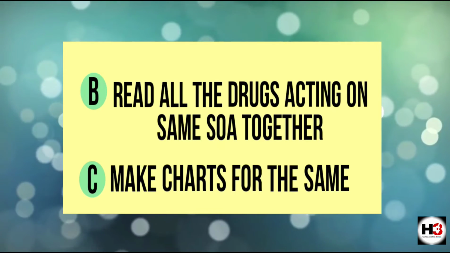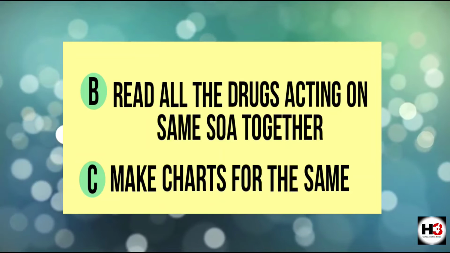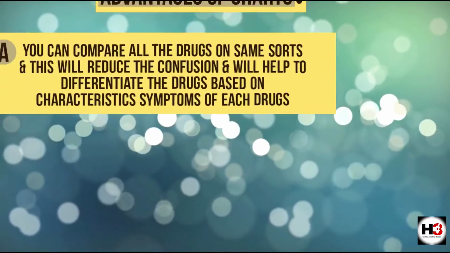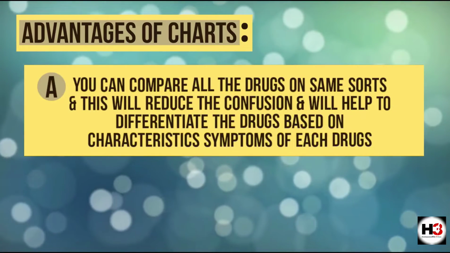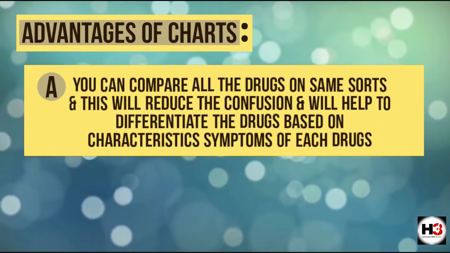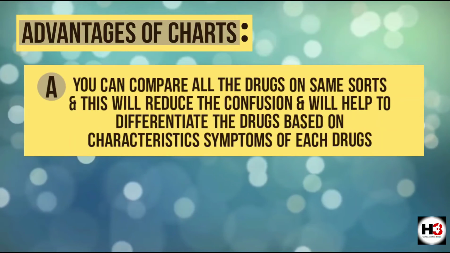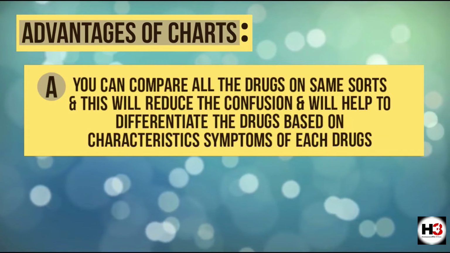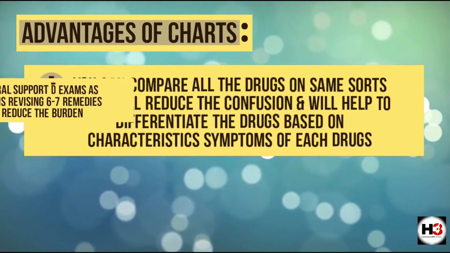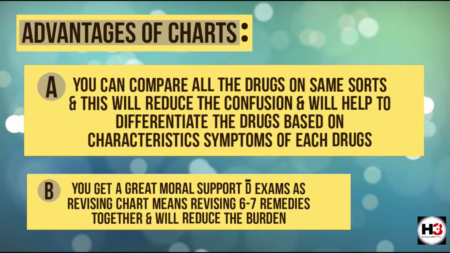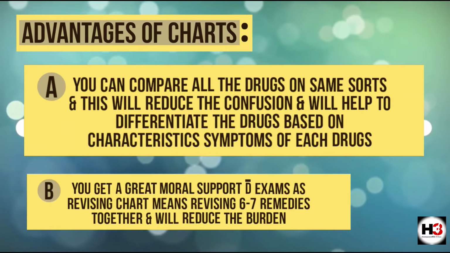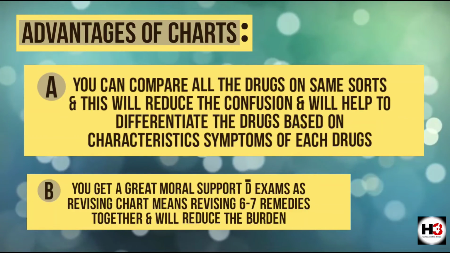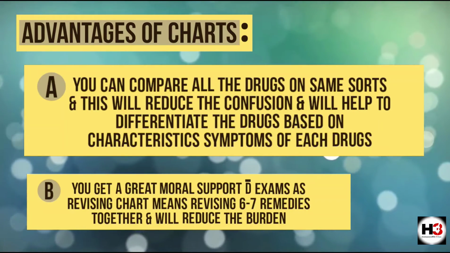Make notes of short answer questions in form of charts where you have to write all these drugs side by side in the columns. The advantage of these charts are: A. You can compare all the drugs on the same spheres of action and thus will reduce the confusion and will help you to differentiate these drugs based on the characteristic symptoms of each drug. And B. You get a moral support during the time of exam, as revising one chart means revising 6 to 7 remedies together, and this will reduce the burden on you during the time of exams.